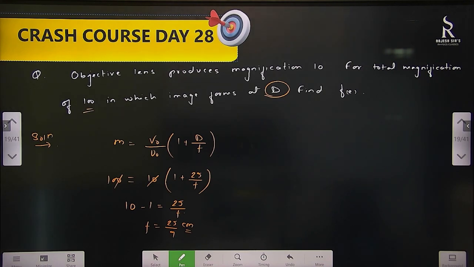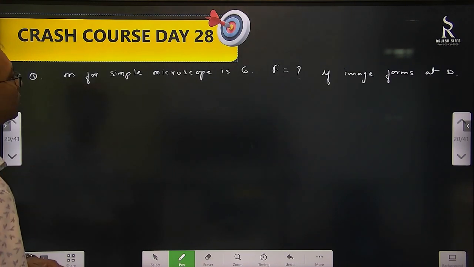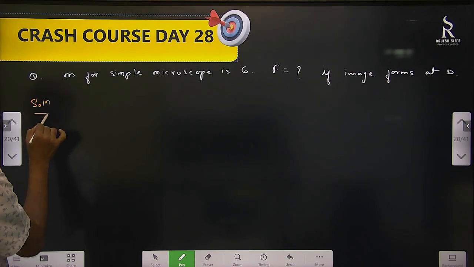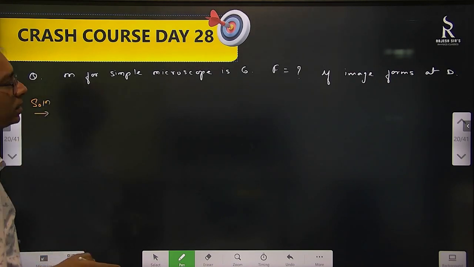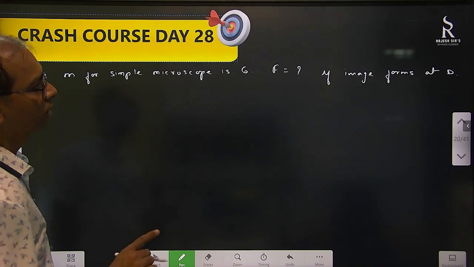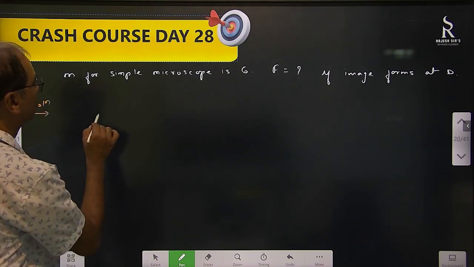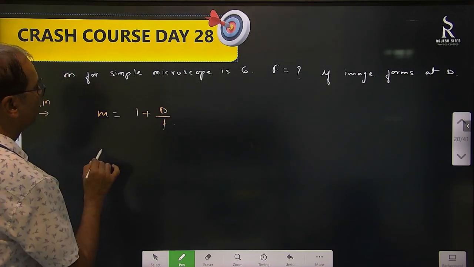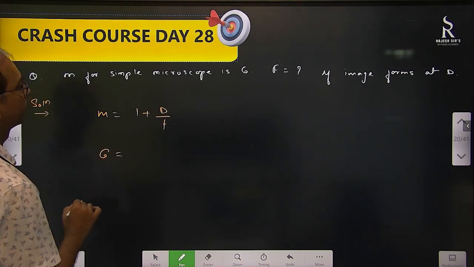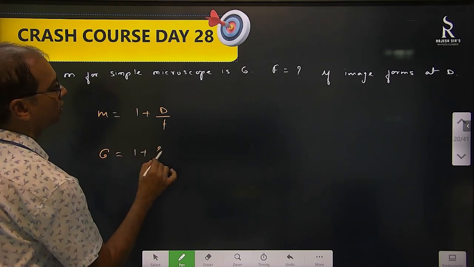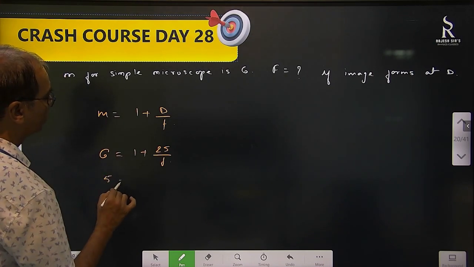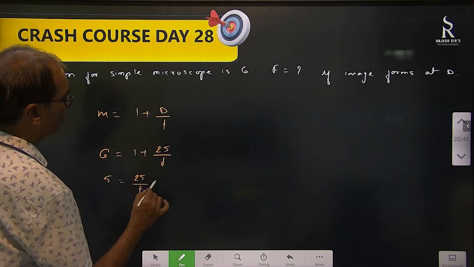25 by 9 is coming as the focal length of the eyepiece. Alright, see one more. This is for a simple microscope. M for the simple microscope is 6. Then what is the focal length, if the image forms at D? Simple question again. Magnification when the image forms at D is 1 plus D by F. This is given as 6. 1 plus 25 by F. So 5 equal to 25 by F. So F equal to 5.